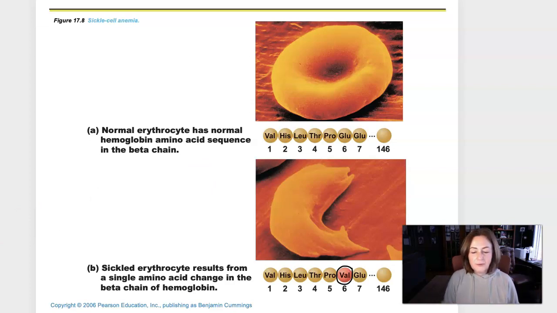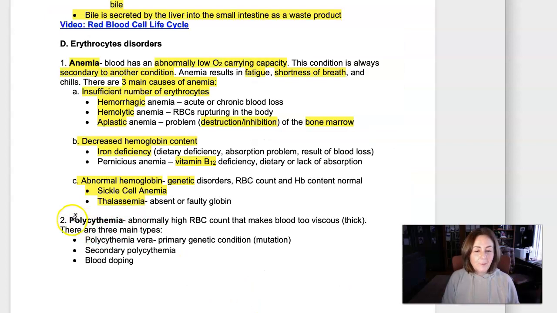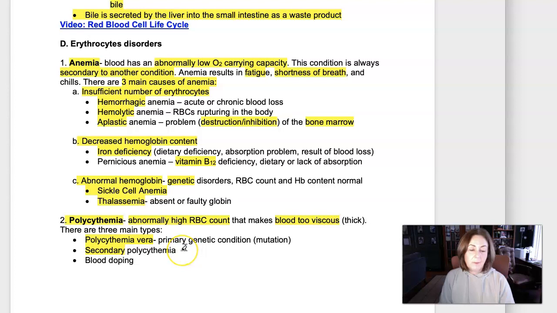So jumping back to the notes, polycythemia is the opposite. It's not really the oxygen, but it's when you have an abnormally high red blood cell count. And that's a dangerous condition because it makes the blood too thick. And when the blood's thick, it's very hard on the heart to pump it. And so 3 main types: polycythemia vera, that's a primary genetic condition, that's a mutation. Secondary polycythemia, more common, that would be increased red blood cells due to oxygen deprivation, for instance, smoking. Smoking will cause secondary polycythemia.